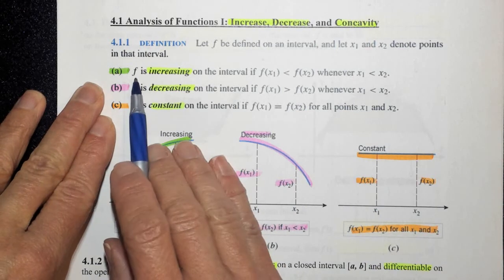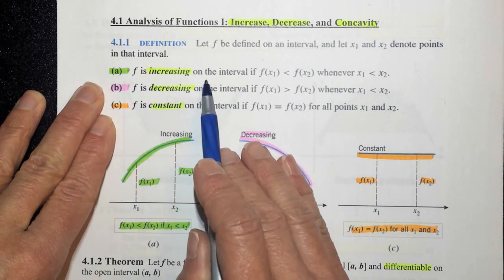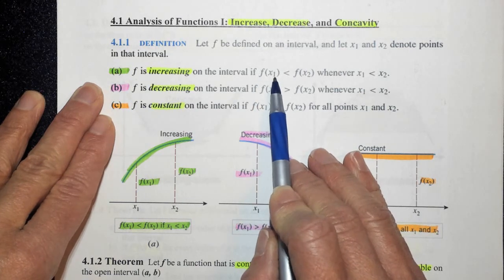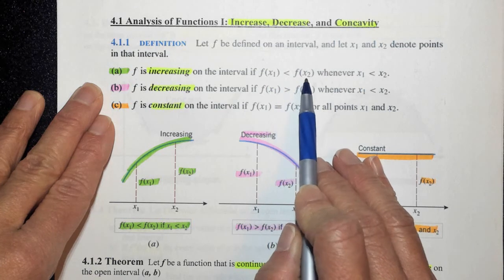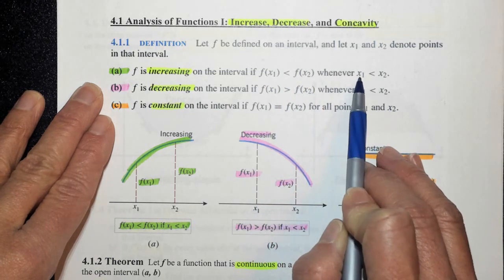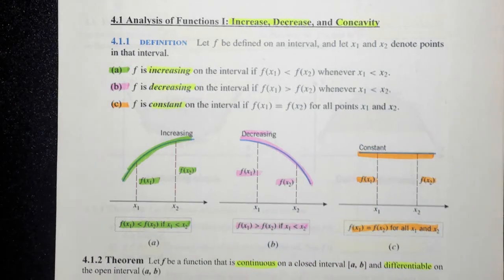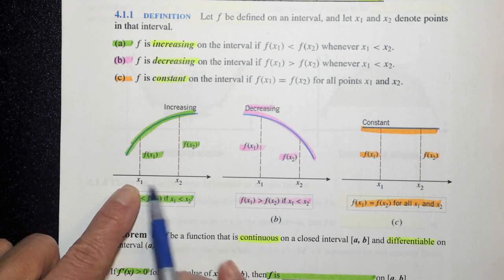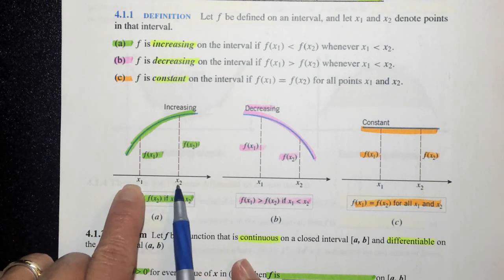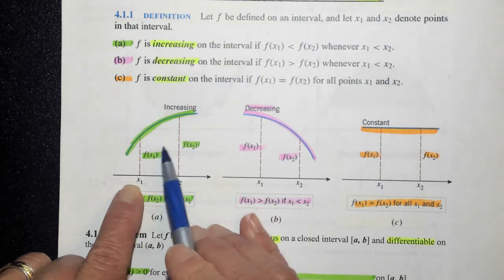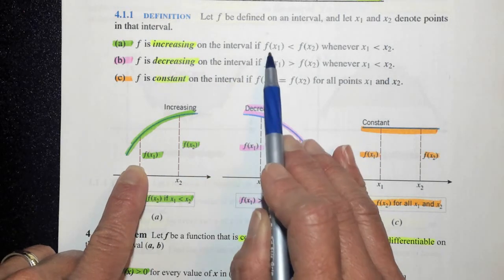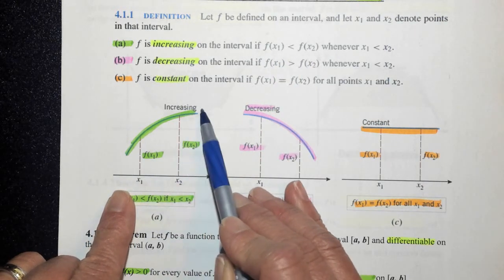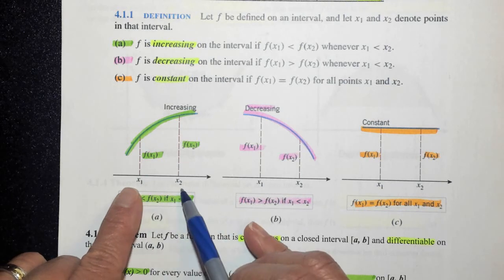The function f is said to be increasing on a given interval when f of x sub 1, meaning this y value, is less than f of x sub 2 whenever the point x sub 1 is less than x sub 2. What this means in English is that when your x sub 1 point is smaller in value than x sub 2, and f of x sub 1 is less than f of x sub 2, that means the function is increasing over that interval from this point to this point.